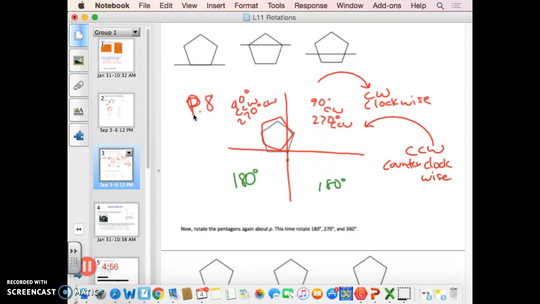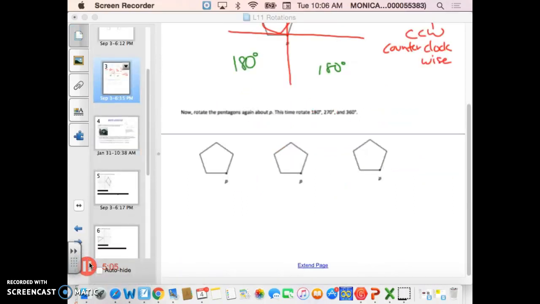Now at the bottom, sorry, a little technical difficulties down there.